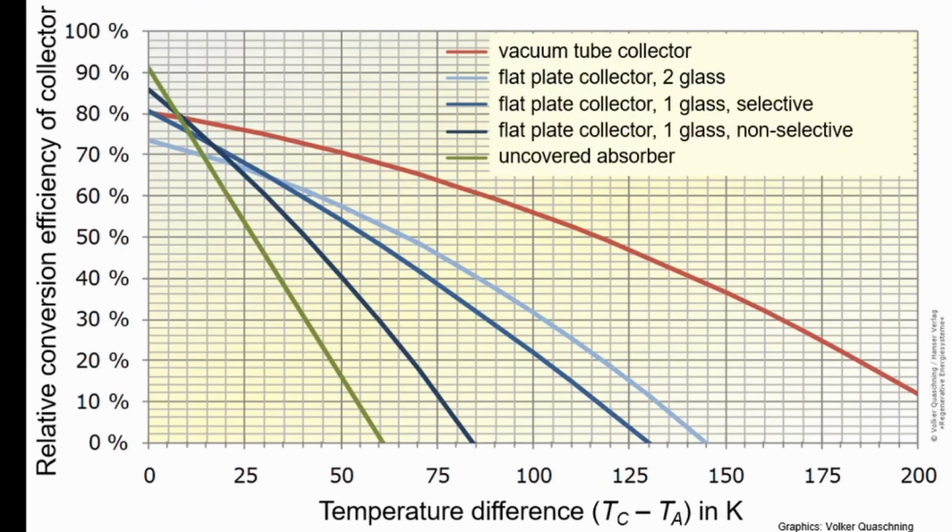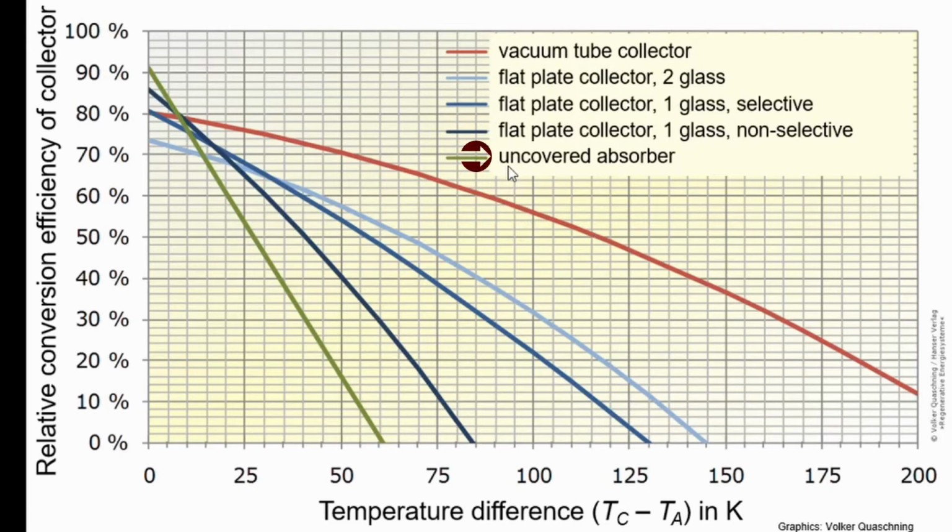Here we see the different types of solar thermal collectors. The red line, as I mentioned already, is a vacuum tube collector. So we have very limited, or no, convection here, and therefore the thermal losses are pretty much reduced. We principally have only conduction losses and thermal radiation losses. So you can achieve very high temperatures, well above 200 degrees.